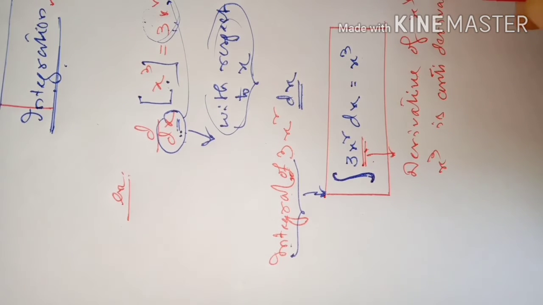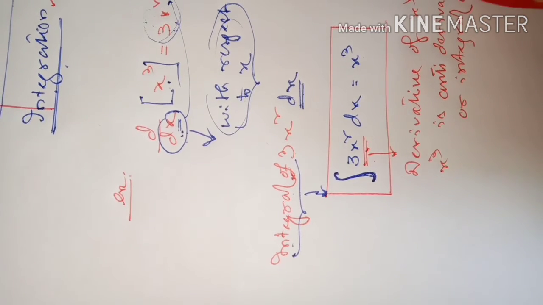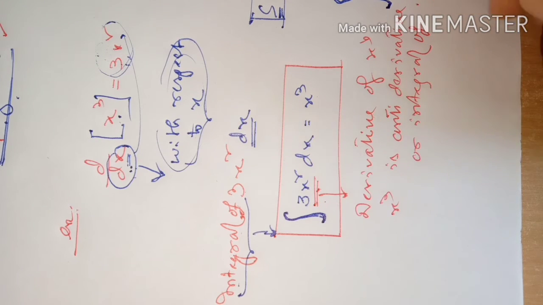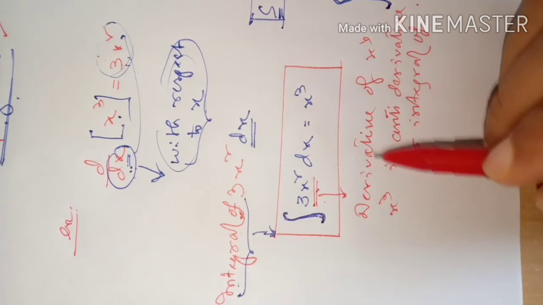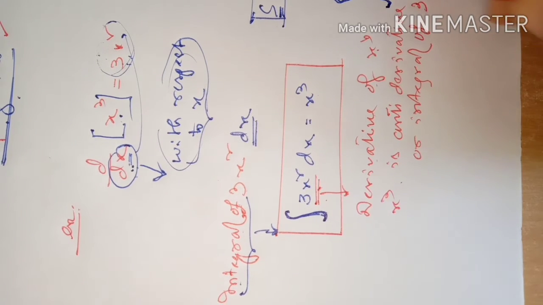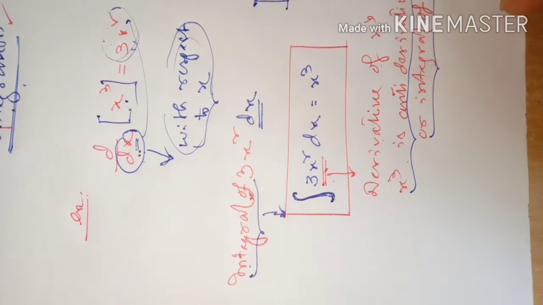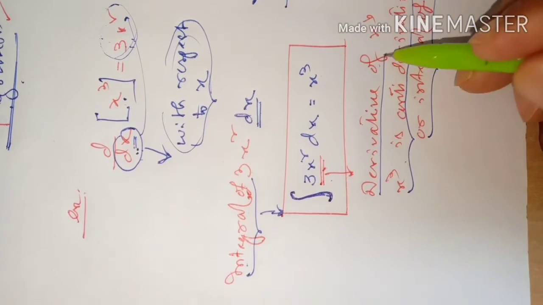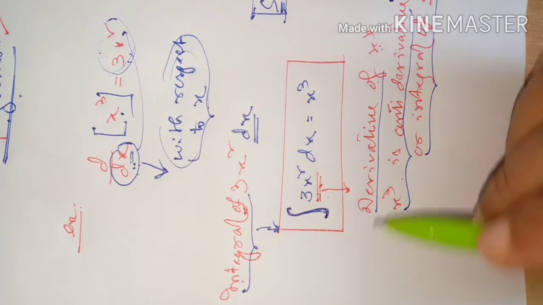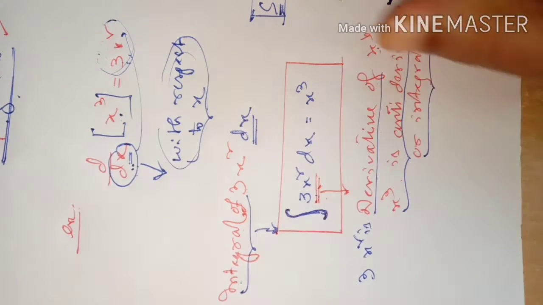Antiderivative or integral. Integral of what? Antiderivative or integral of 3x square. This 3x square is the derivative of x cube, and x cube is the antiderivative of 3x square. Try to understand, students. X cube is the antiderivative of 3x square, and the derivative of x cube is 3x square. Got it? I am writing here, 3x square is the derivative of x cube. Try to understand, students.